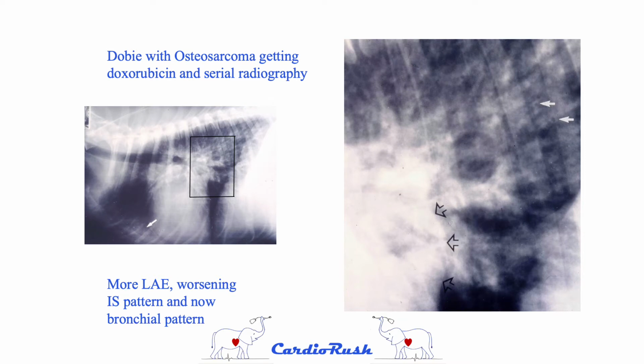Some more time has passed, and the dog has developed cough, and radiographs are repeated. Again, there is progressive left atrial enlargement with pulmonary vein distension. And in addition, now you may be able to see a little bronchial pattern here, little donuts. So there's interstitial pattern as well as a mild bronchial pattern with progressive left atrial enlargement.